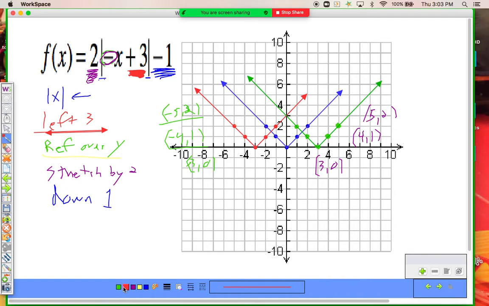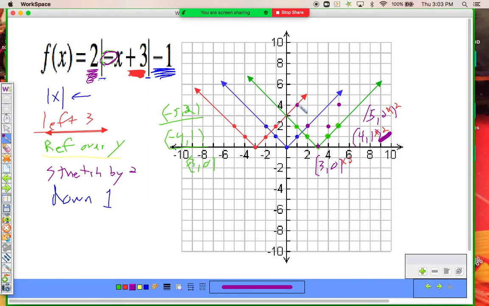And the next thing we have to worry about is our stretch. Our stretch says we're going to change our y-values. So what I'm going to do is take all my y-values and multiply my y values by 2. Not my x values, just my y values. So when I do that, my ordered pair 5, 2 is going to change to 5, 4. My ordered pair 4, 1, 1 times 2 is going to give me 4, 2. 3, 0 times 2 is still 3, 0.